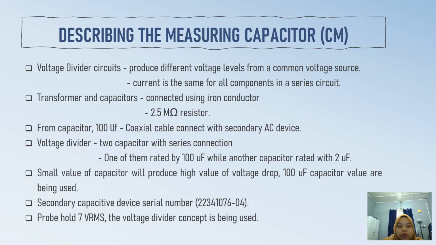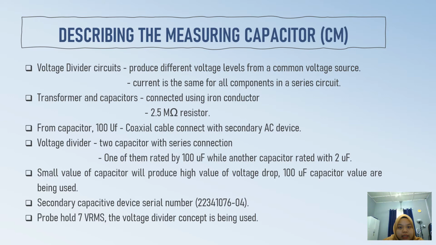Since a small value of capacitor will produce a high value of voltage drop, the 100 picofarad capacitor is used. Furthermore, the secondary capacitive device must have the right serial number according to what type of machine they use. For this lab experiment, a capacitive device with serial number 22341076-04 is being used.